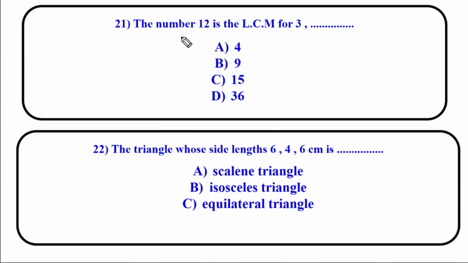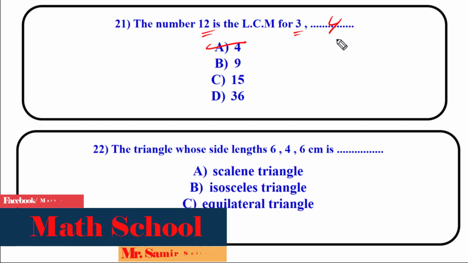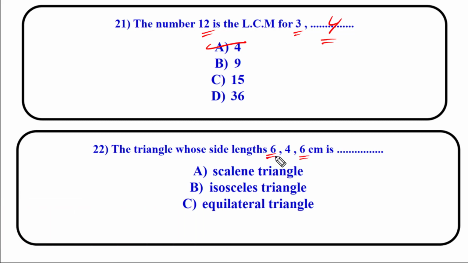Number 21, the number 12 is the lowest common multiple for 3 and what? Ask yourself now, what's the lowest common multiple of two numbers? It's the smallest number that is divisible by the two numbers. Ask yourself now, 12 is divisible by 3 and what, guys? 3 and 36? No. 3 and 15? No. 3 and 9? No. 3 and 4? Yes, it's divisible by 3 and 4. So the correct answer here is A.